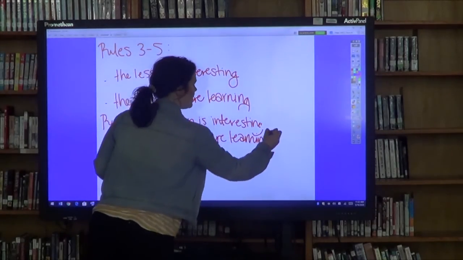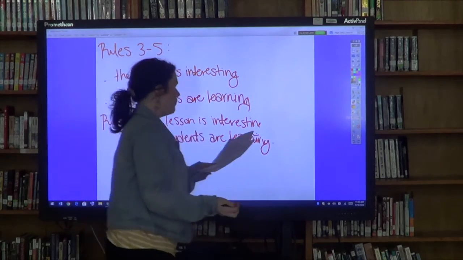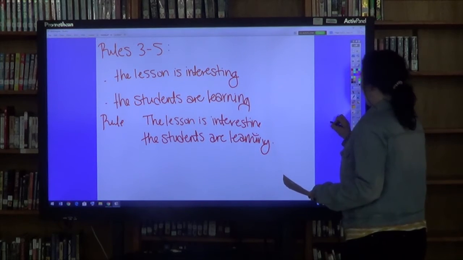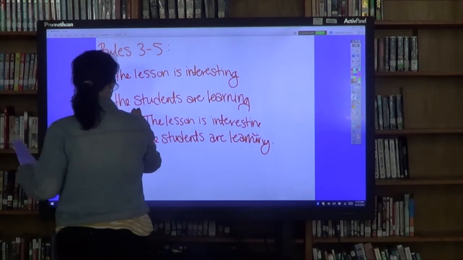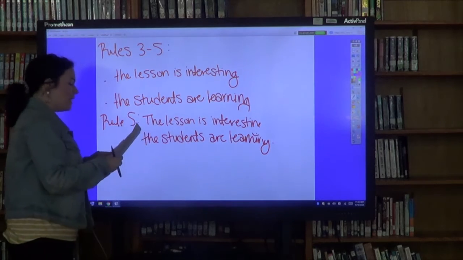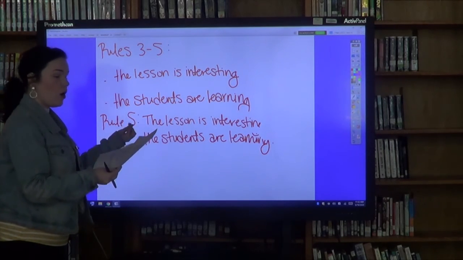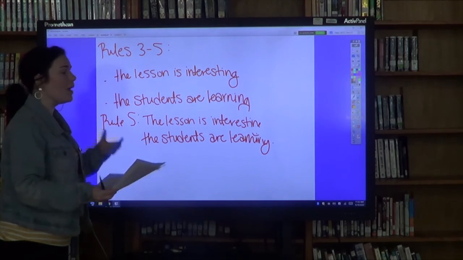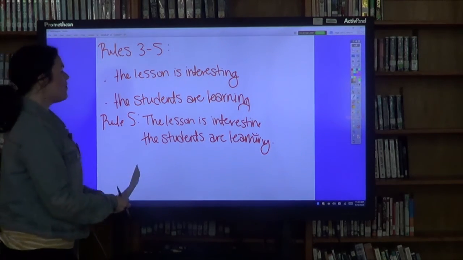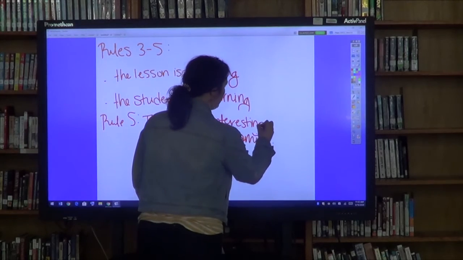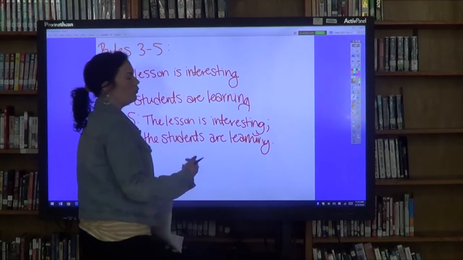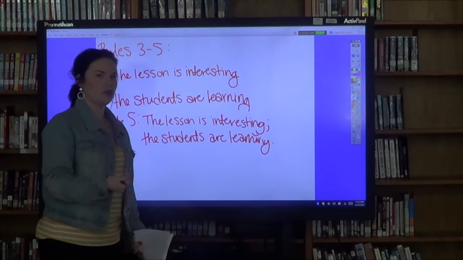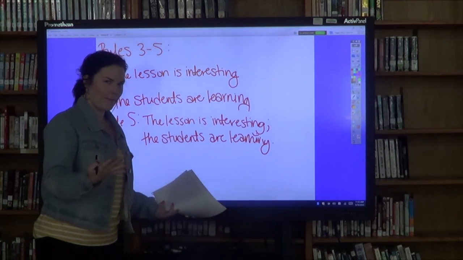I'm going to erase some of this and see if I can just keep rolling with it. All right, for Rule 5, we have that one extra step, so that can be a little difficult to do. For Rule 5, I need to join 2 independent clauses by adding a semicolon. We've already mastered that, but I also have to add in a conjunctive adverb and a comma. The lesson is interesting, semicolon, got that much. But if I say, "however the students are learning," does that make sense?